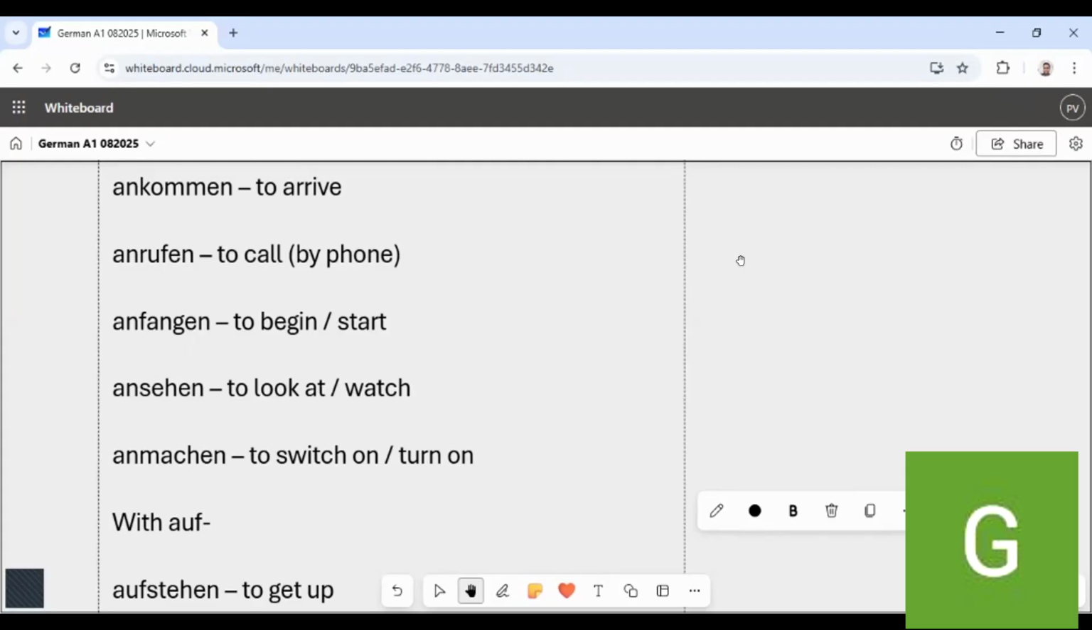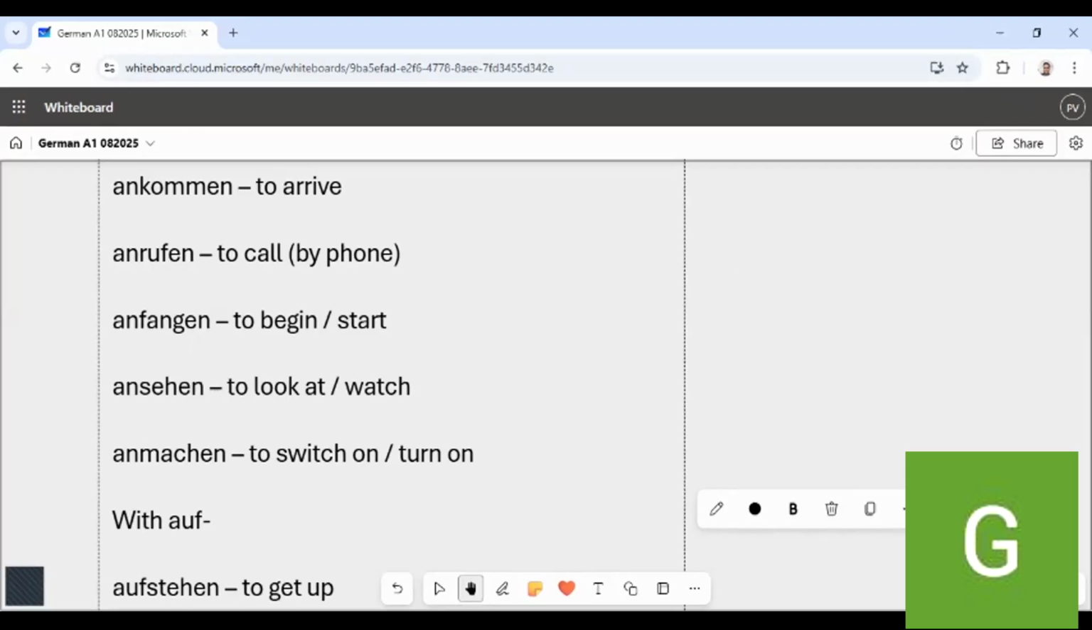Suppose you are standing in front of a monument or any Sehenswürdigkeiten, as we call it in German, be it Brandenburger Tor, anything. You're standing in front of the sea and watching a beautiful sunset, then you will use the verb ansehen. That means I'm looking at it. Anmachen.